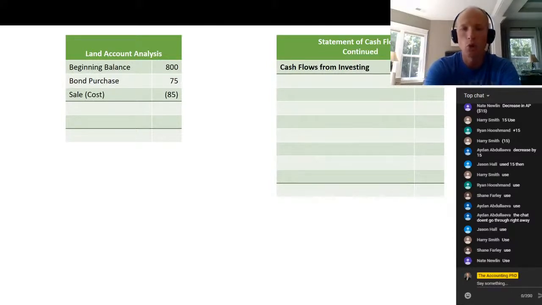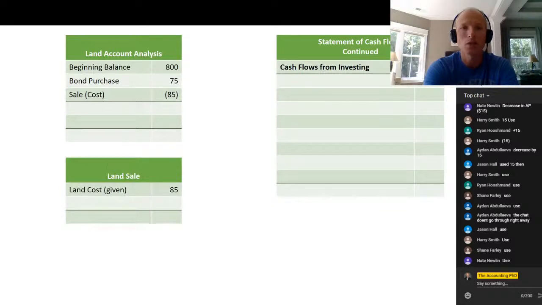Now, what you must understand is that whenever we sell a non-current asset, it comes off the books at cost. And so when we're analyzing the land account, the sale, the cost is what's relevant to the land account analysis. However, if there was a sale, that means there must have been a cash flow related to that sale. Now, the $85 cost does not tell us the cash flow. That just tells us the cost of the item that was sold. However, we can use that information in order to calculate the actual cash flow. And so that's the next step.